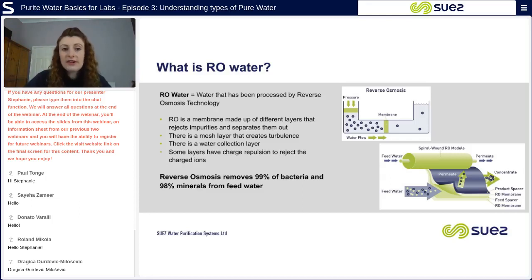Impurities are washed to the drain, and this is what we call the condensate. The purified water is collected in the water collection layer in the middle, and this is what we call the permeate. Reverse osmosis removes 99% of bacteria from the feed water and 98% of minerals from the feed water.